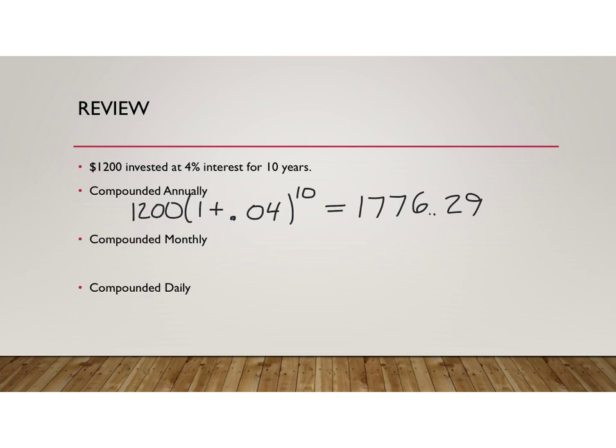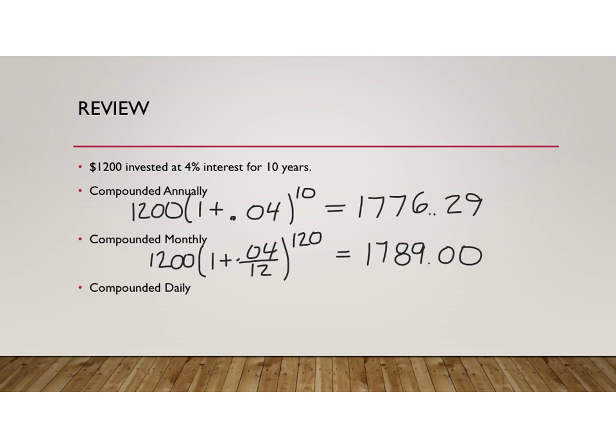Now if I compound this monthly, I'm going to take 0.04, divide this by 12, add the 1, take it to the 120th power, and multiply by 1,200. And this gives me 1788. Actually, 1789 it would round to. Again, the 120 is there because there's 120 months in 10 years.